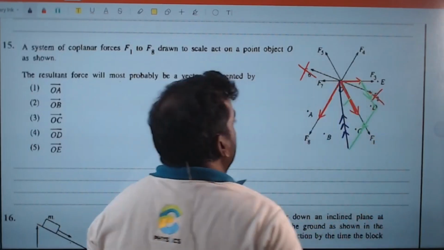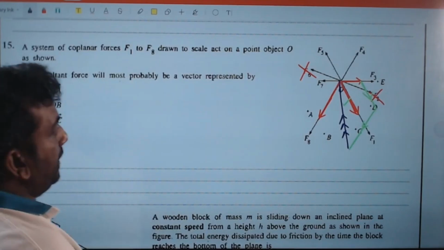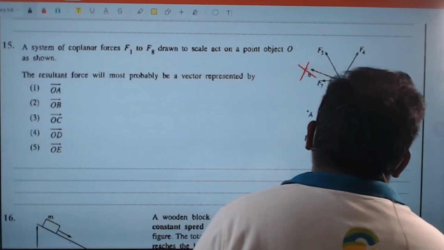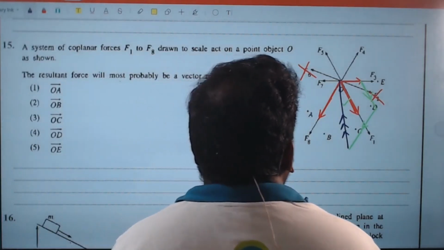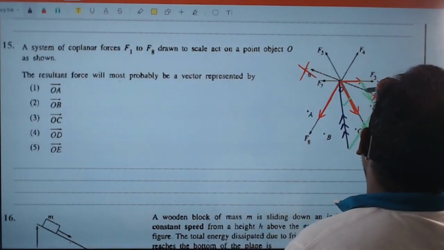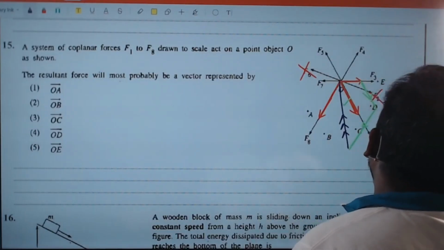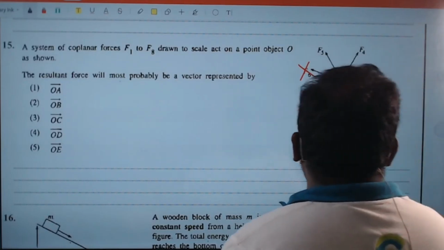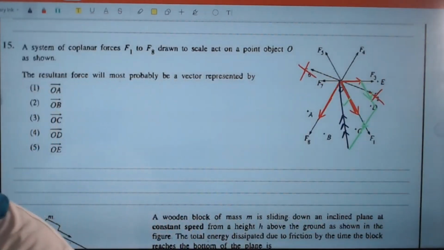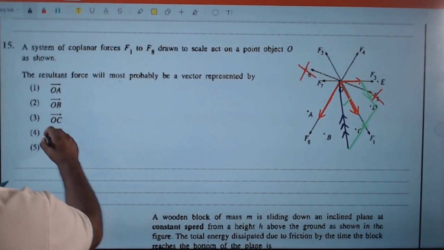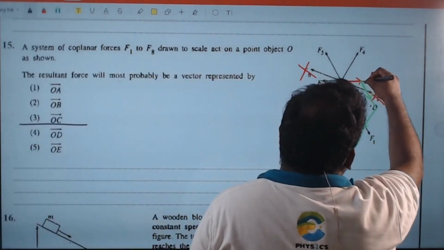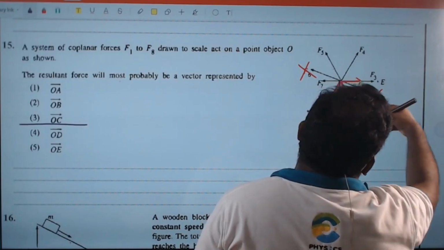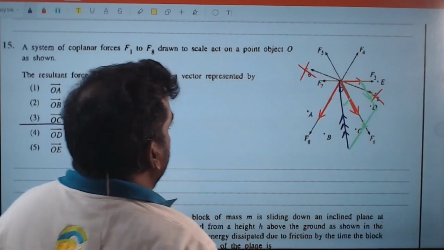That's your resultant. So the resultant will be in what direction? If you look at this, it is somewhere closer to C, no? OC direction maybe, no? OC direction, yes. Here, parallel, so it is parallel to that.